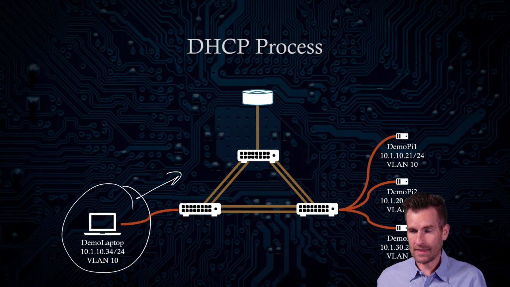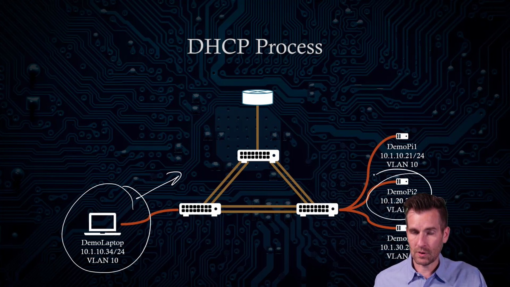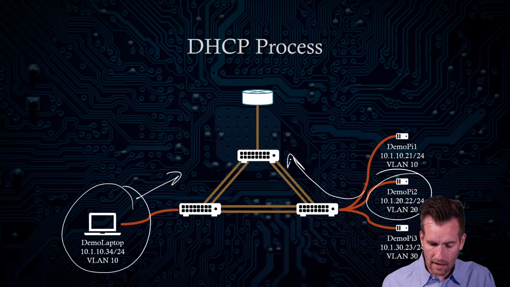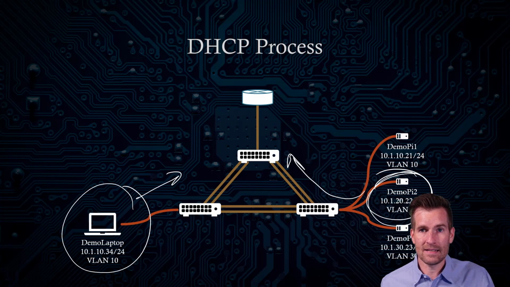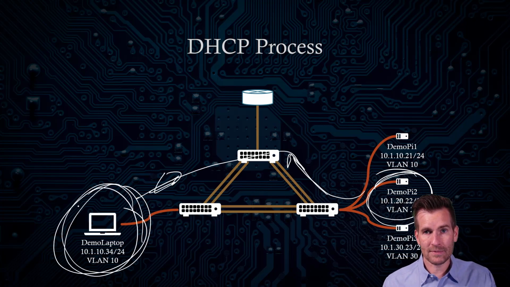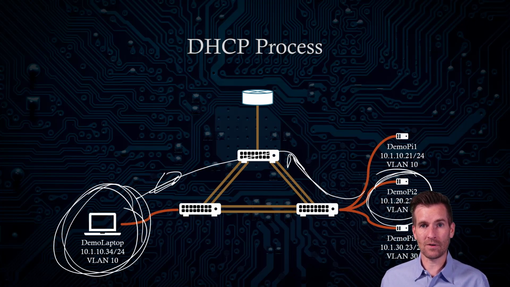So that's the discovery. The next step, and let's use this demo Pi as an example of a device with a DHCP server running on it, is that it's going to reply back and create an offer, and that's going to be a unicast. So it's going directly from this demo Pi to the demo laptop. It's destined for the MAC address of this demo laptop, and it's going to send that out with an IP address and some information that this demo laptop can use to get onto the network.